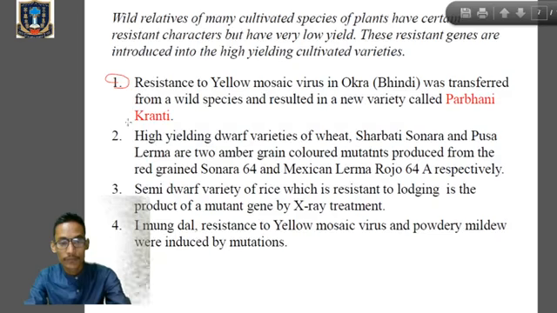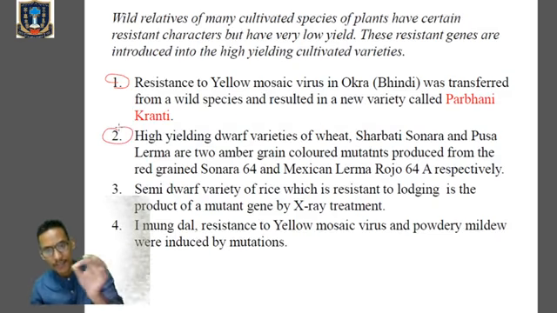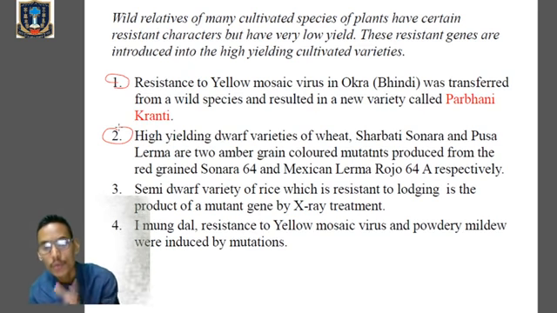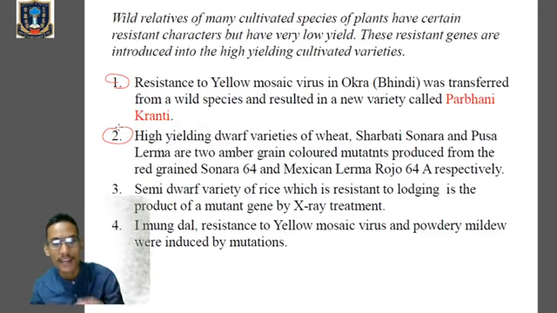Then number 2, high yielding dwarf variety of wheat, Sharbati Sonora and Pusa Lerma, are two amber grain colored mutants produced from the red grain Sonora 64 and Lerma Rojo 64A respectively. Kindly remember the names of these varieties.